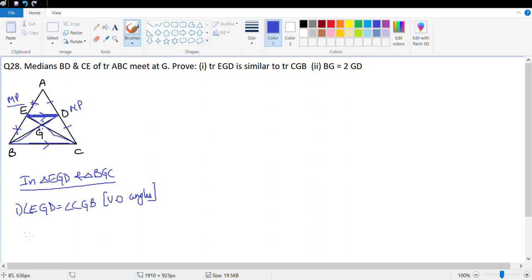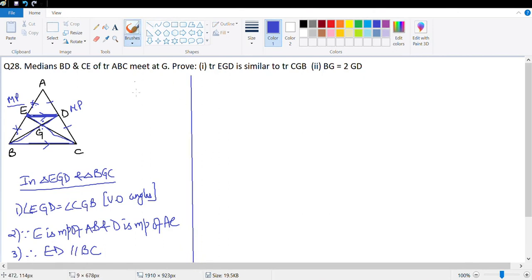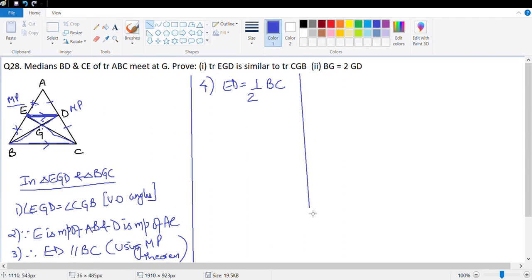So let's just write this down. Since E is midpoint of AB and D is midpoint of AC, therefore ED is parallel to BC. That's using midpoint theorem. And number 4 would be ED is equal to half BC. This is what we get from midpoint theorem. So which means ED is parallel to BC.